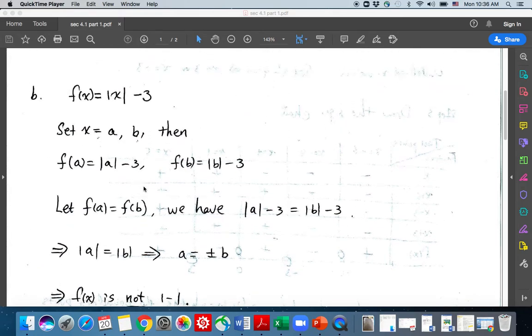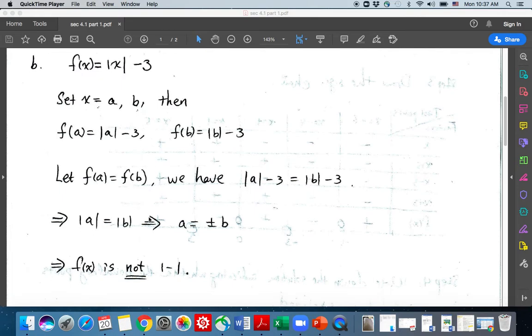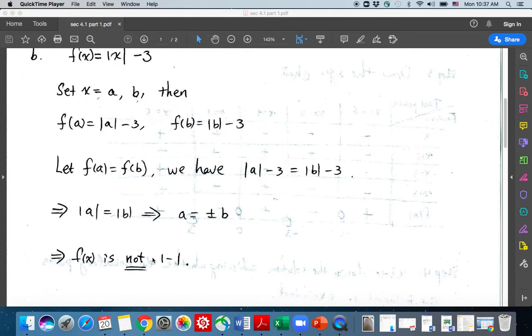So basically, if you want to check this analytically, you start with the function value for two presumably different inputs, and then this has to imply those two inputs being exactly the same. If that's not the case, then the function is not going to be one-to-one.